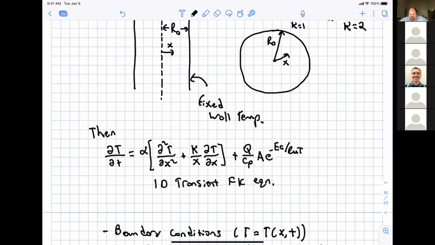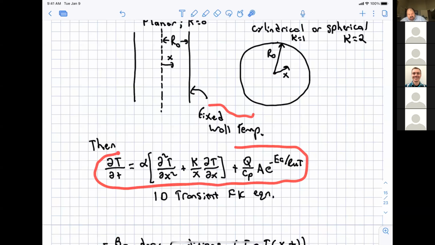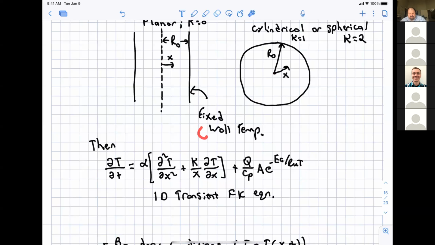For the second boundary condition, we can note that at the very center of our object, the solution must be symmetric or bounded. So it must be a finite value, and it must be symmetric. But it's very common to solve this Frank-Kamenetsky equation where we replace the fixed wall temperature with a convective heat transfer boundary condition.